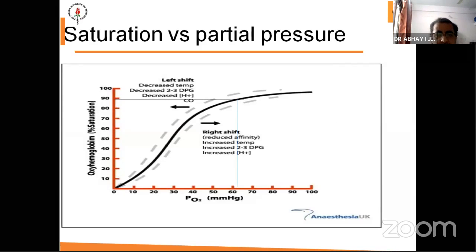If you see saturation versus partial pressure of oxygen, the oxygen dissociation curve shifts to the right with increased temperature, increased 2,3 DPG, and increased acidosis. So in such cases, even at a higher PO2, the SpO2 will be low, because the dissociation won't take place, and in those cases, it will be a problem.